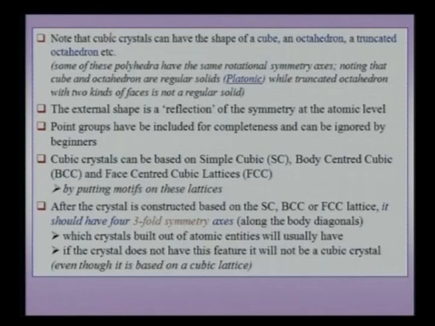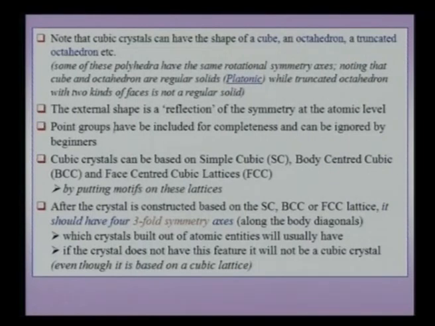So let me summarize the important points regarding some of the aspects of cubic crystals we have considered. We have seen that cubic crystals can have a shape of a cube or octahedron, truncated octahedron, or many other possible shapes. We have to note that some of these polyhedra have the same rotational symmetry axis, noting that cube and octahedron are regular solids, platonic, while truncated octahedron with two kinds of faces is not a regular polyhedron. We have seen that the external shape is a reflection of the inner symmetry at the atomic level.